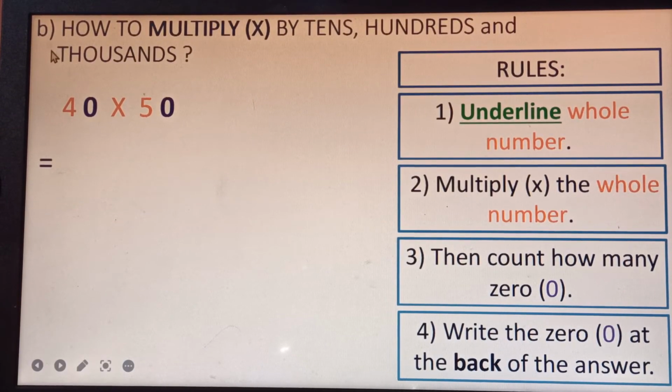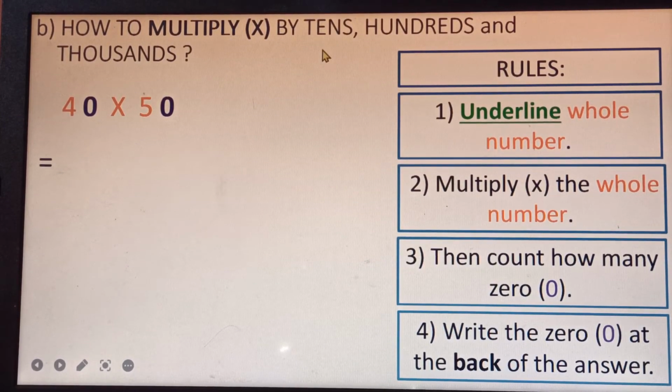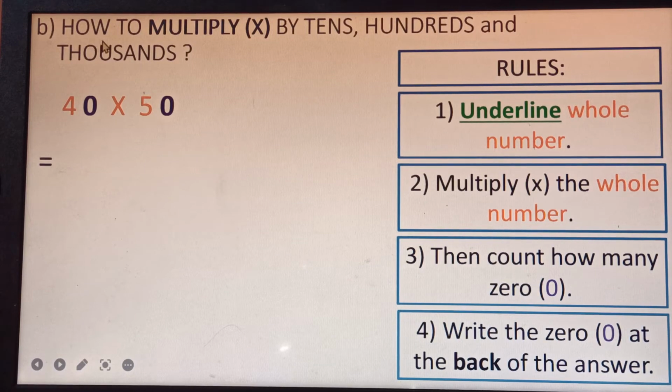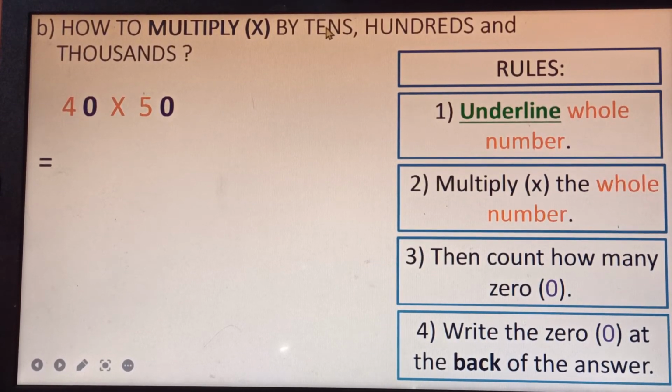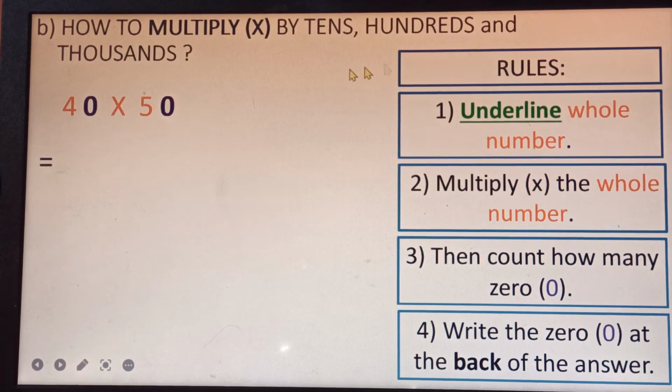Okay, that is about multiply by just now, by 10, by 100 and 1000. Now look at the topic B. Kita beralih kepada topic B, how to multiply by tens, any tens, apa saja tens, hundreds and thousands. Apa saja nombornya hundreds, and apa saja thousands. Okay, the rule is still the same. The rule sama macam tadi, tapi ada working lah kalian ya. Let's see macam mana workingnya.